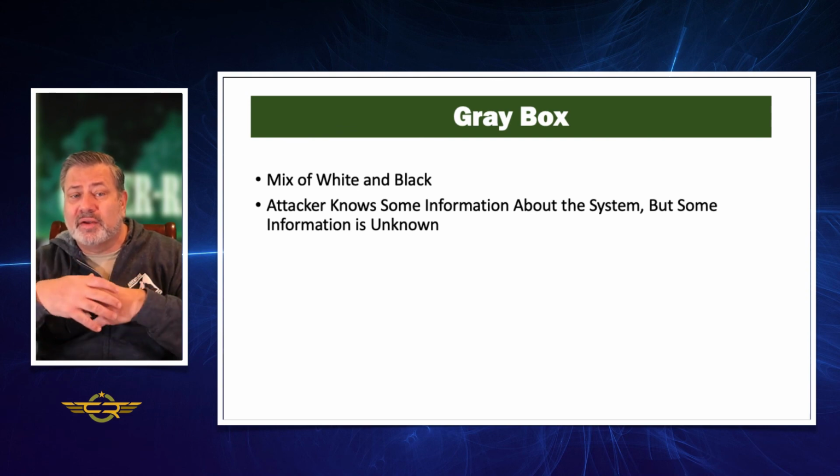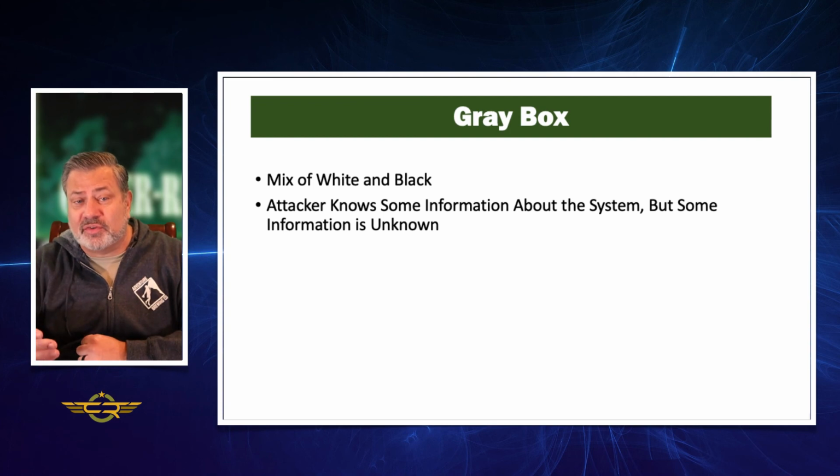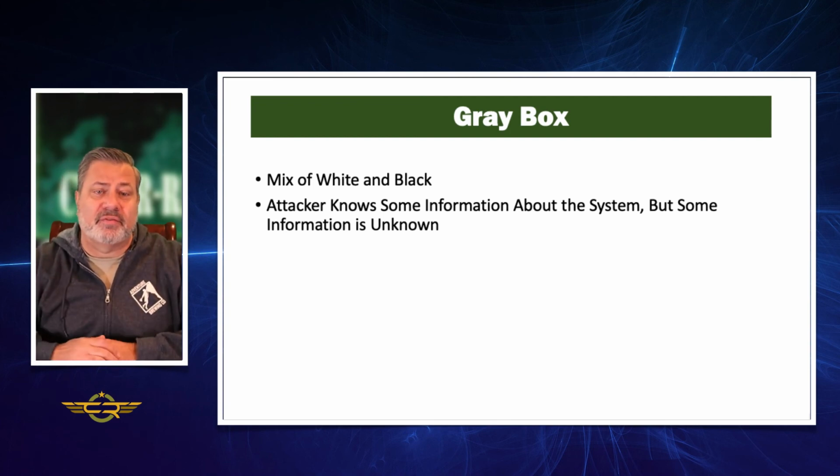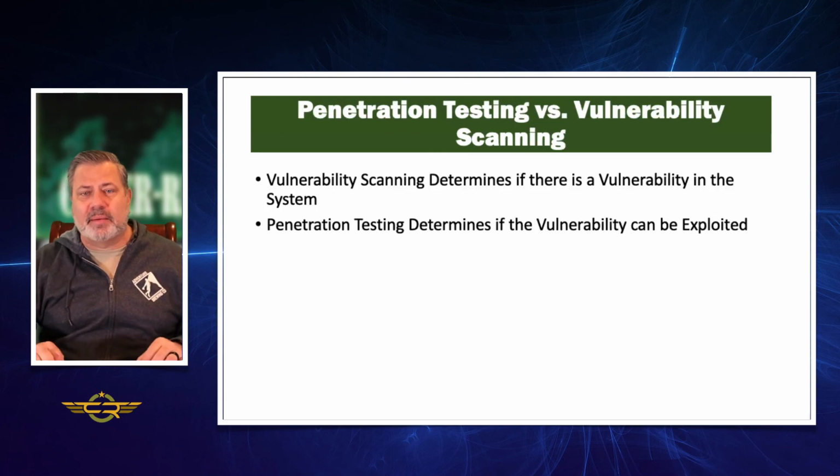So maybe we're going to do something in the middle. Maybe we're going to do gray box. We'll give a little bit of information. Maybe we'll give IP ranges. Maybe we'll give types of systems to the attacker, and then they'll have to figure out everything else. So gray box is just kind of a mix of white and black box.